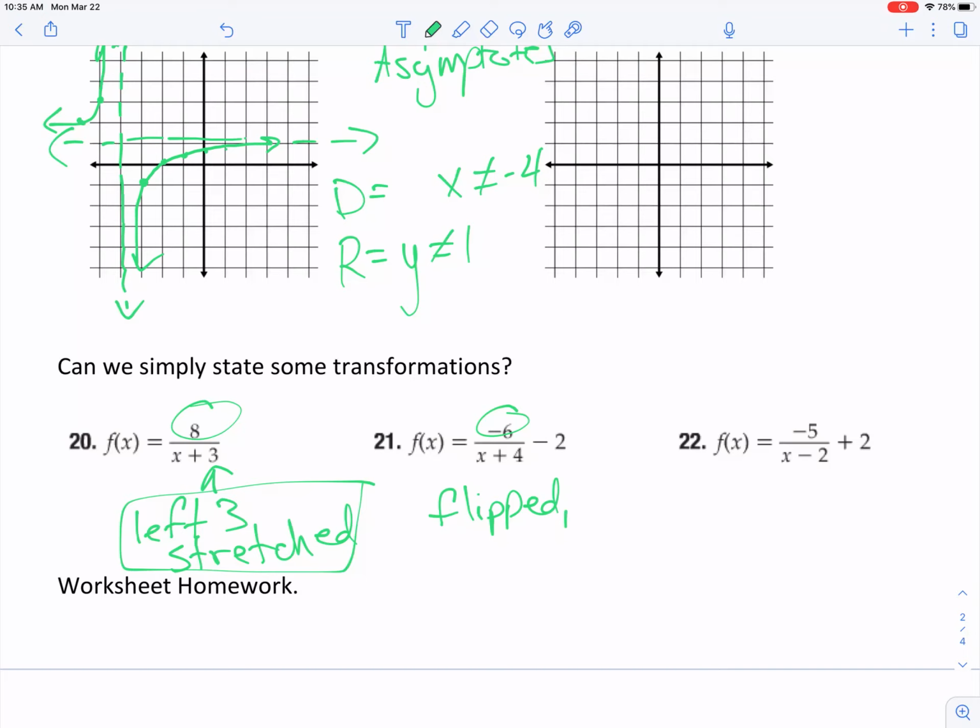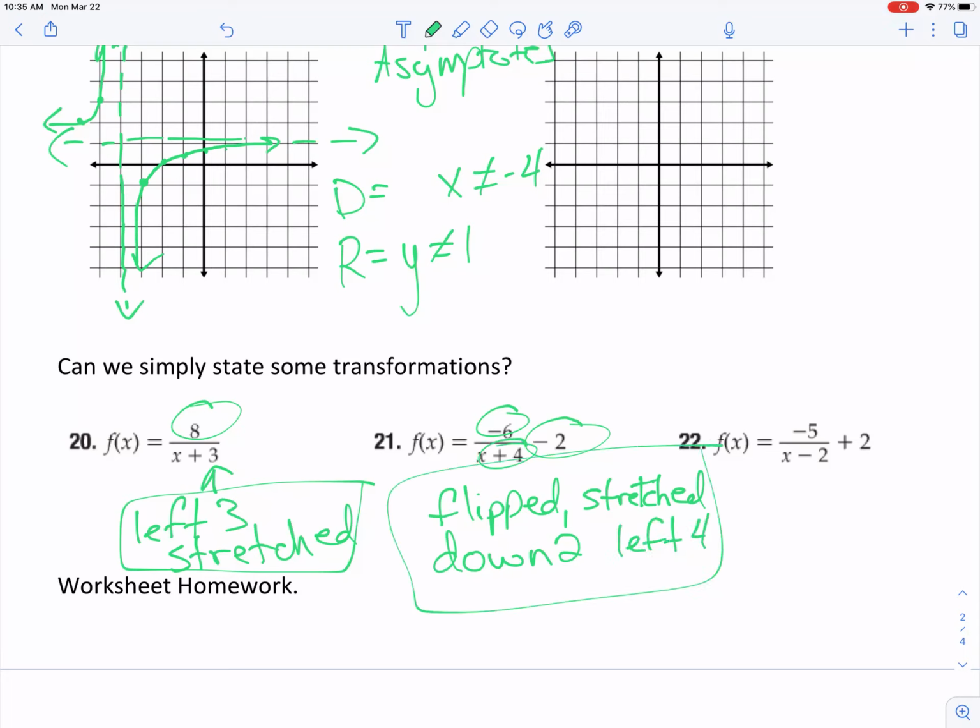Flipped, stretched, and I need to get a T in there. There we go. Stretched. Looks like it goes down 2. And again, it goes opposite of what you think, so it goes left 4. Okay? And that's all we do for this one.